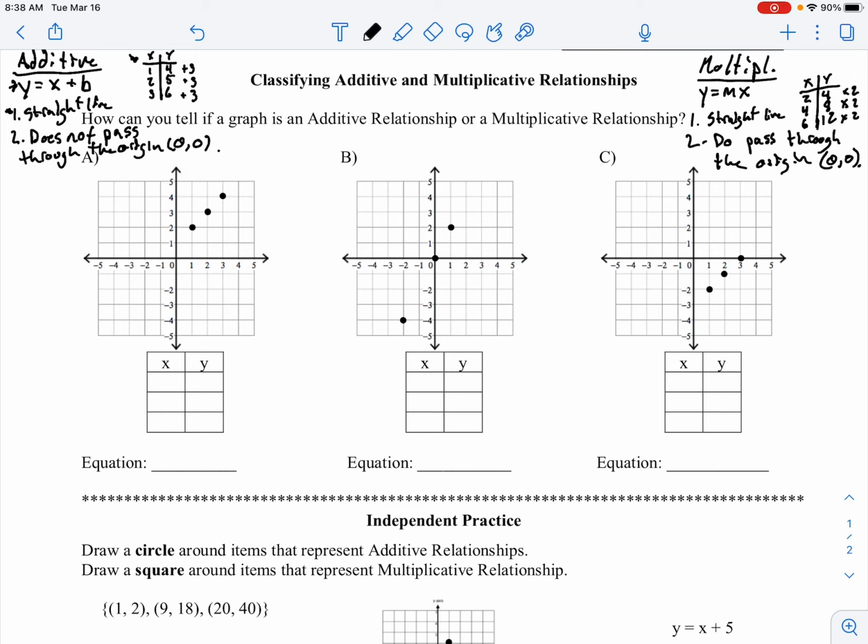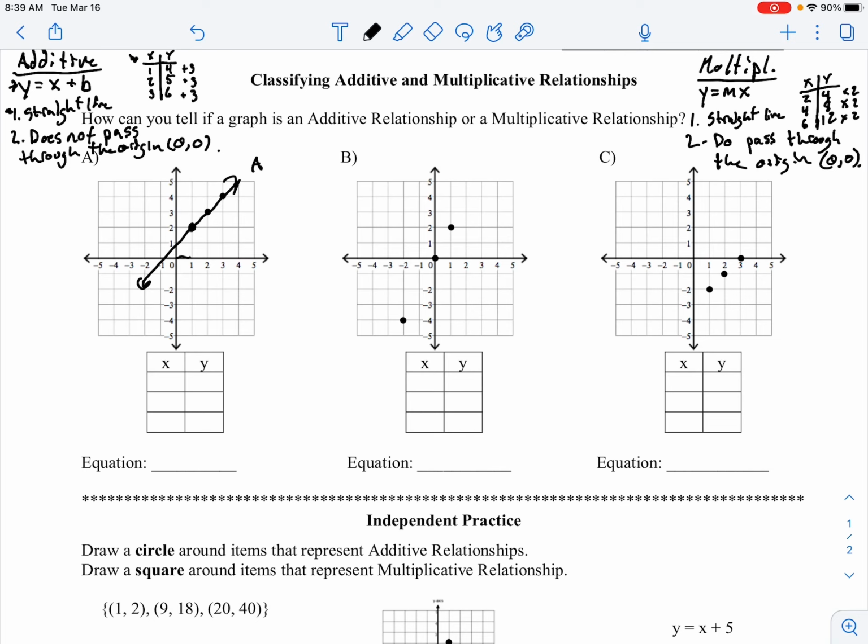So let's go ahead and test these out with each of these. So part A here, we notice we have a straight line, so let's try to tell just by graphing it. So we've got our straight line here, and what is going on with this straight line? It is not going through the origin, right? So we think this may be additive, but let's find the table of values and then the equation just to be sure.